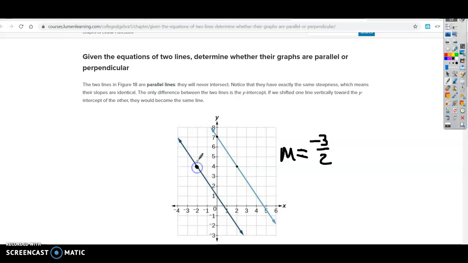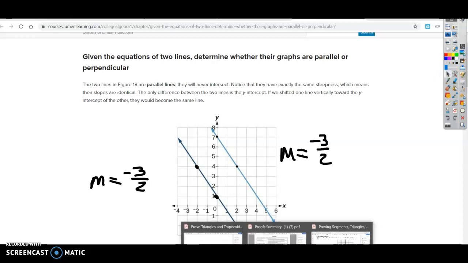So let's see if there's a point here. If I come down through here, there's another point here. I'm going to do the same thing. I'm going to go down 1, 2, 3 over 2, negative 3 over 2. So that slope is negative 3 over 2. Because they have the same slope, these lines are considered parallel.